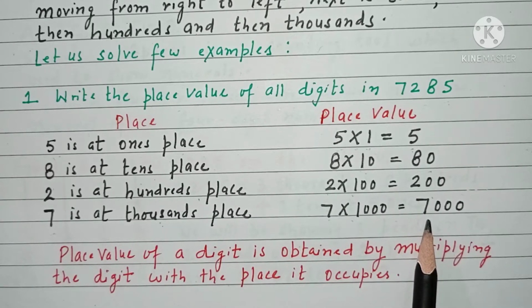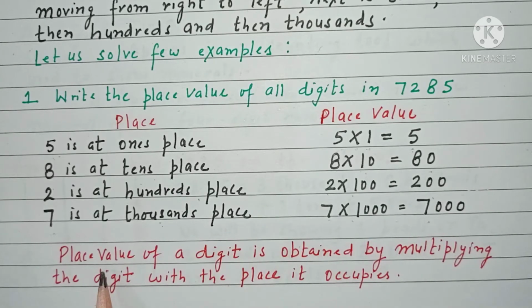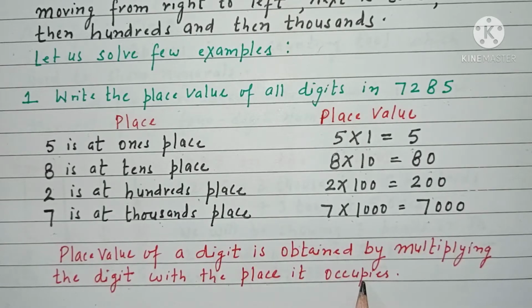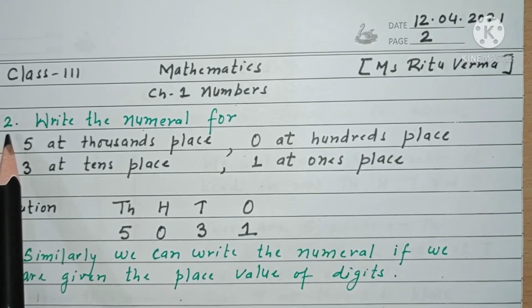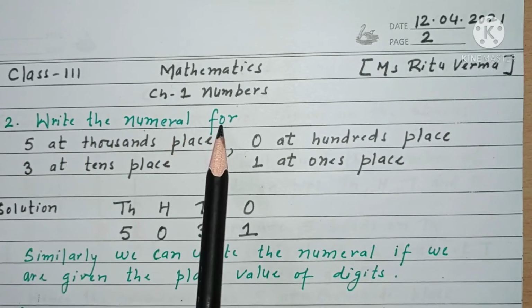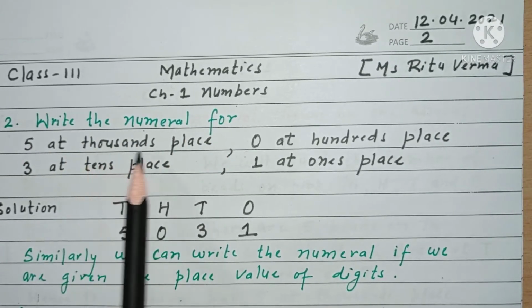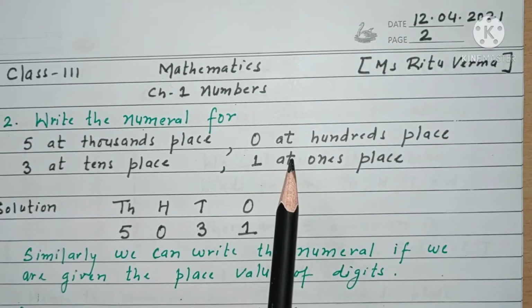So children, I hope you have understood that the place value of a digit is obtained by multiplying the digit with the place it occupies. Now, with the help of example number 2, we will learn how to write the numeral if we are given the place of the given digits.